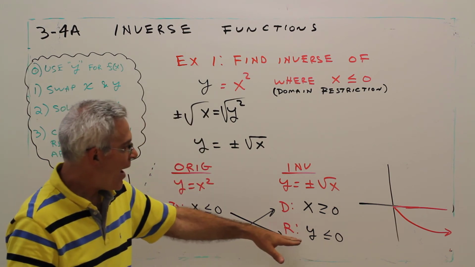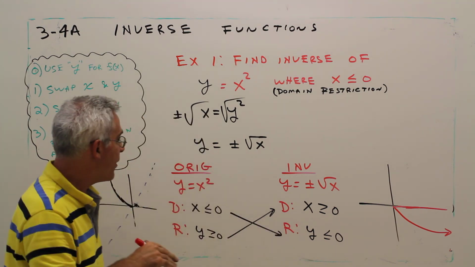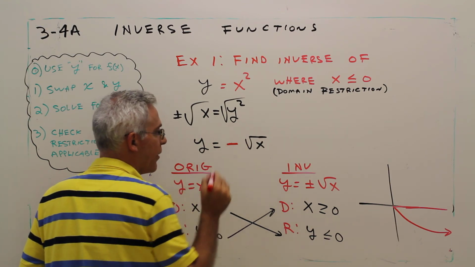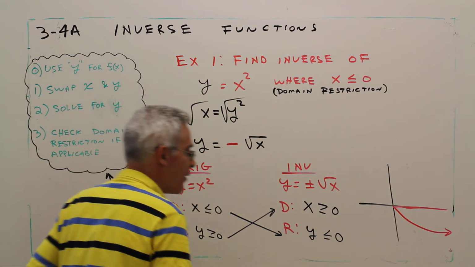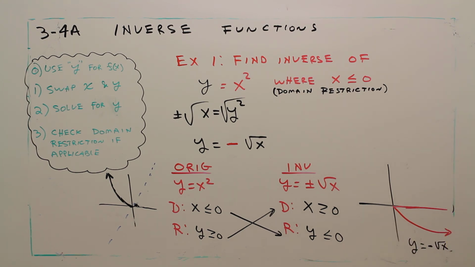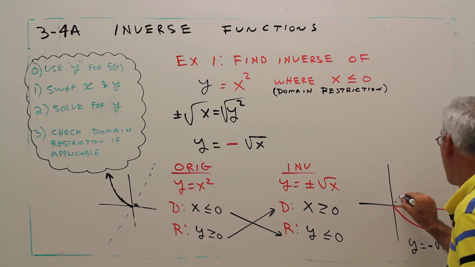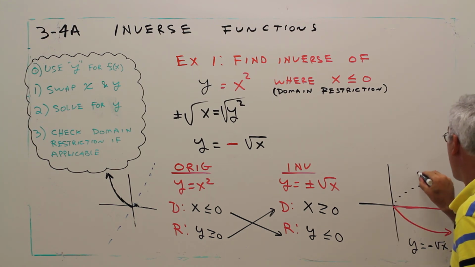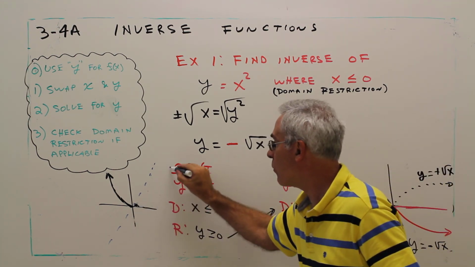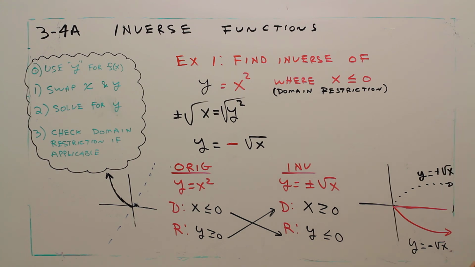So if I want my range to be 0 or negative, I'm going to have this be a negative. Because this part of the graph is y equals negative the square root of x. If I had this part up here, that would correspond to y equals positive the square root of x. If I had that section over there, but I don't.